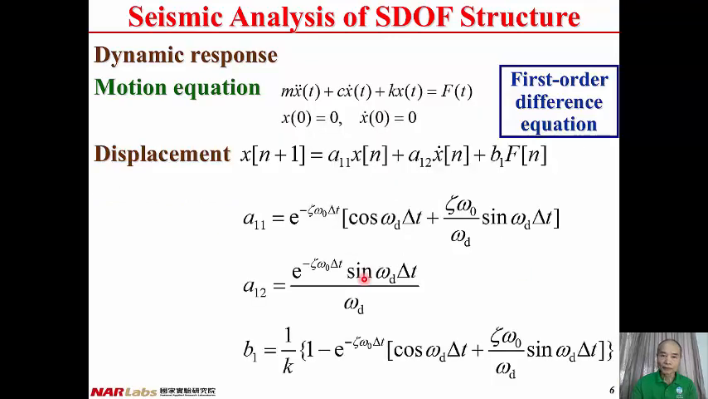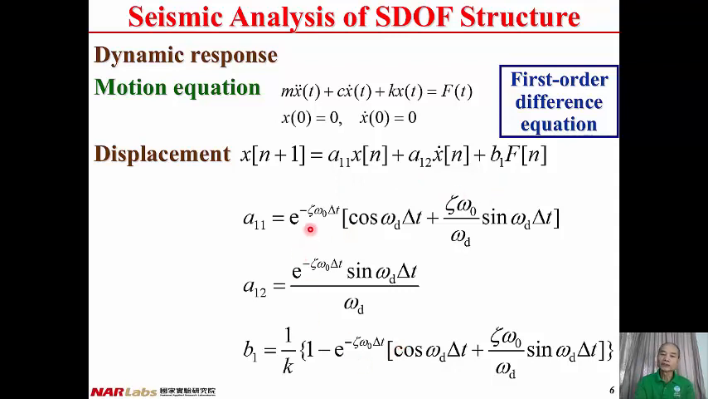Under this assumption, the differential equation can be reduced to a first-order difference equation. Therefore, from the information at the current step, including displacement at step n, velocity at step n, and external force at step n, we can compute the displacement of the structure at the next step, n plus 1. And this is the first-order difference equation. The coefficients A11, A12, and B1 are constants.